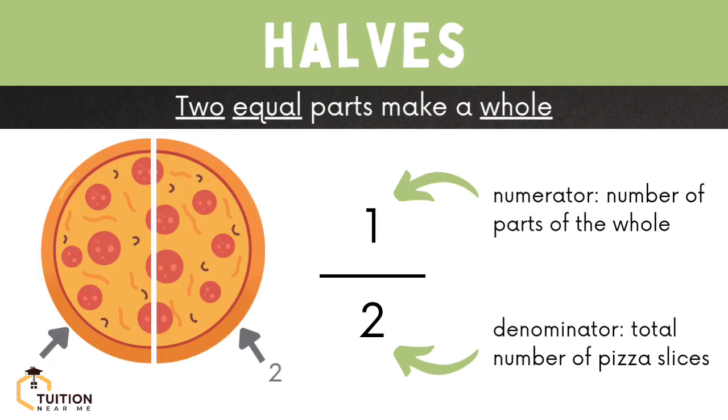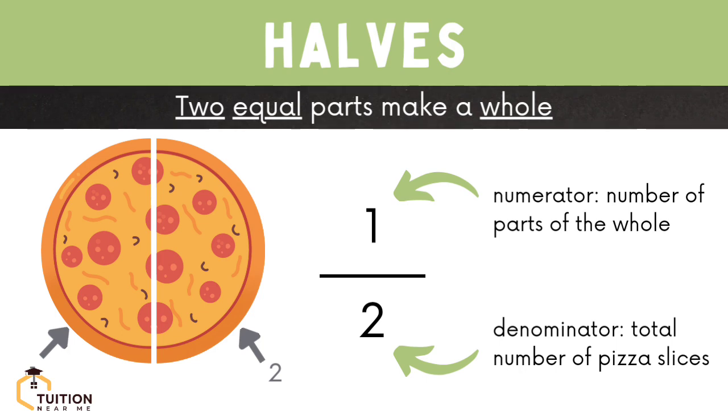Let's try one example. Using pizza as an example, we need to share one pizza with 2 people. This means that you need to cut the pizza into 2 equal pieces. This means that you are splitting the pizza into halves. Remember, numerator is the number of parts of the whole. The denominator is the total number of pizza slices.